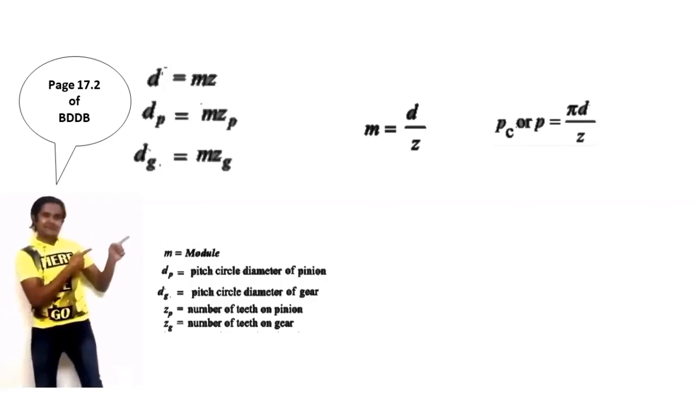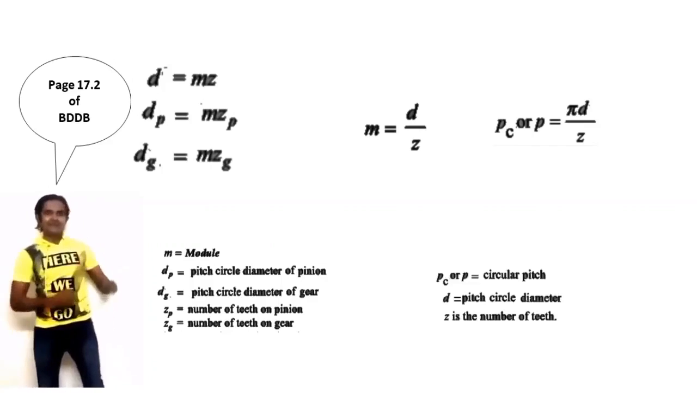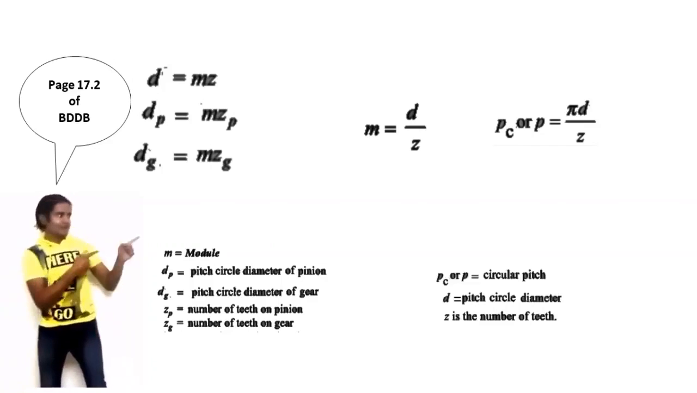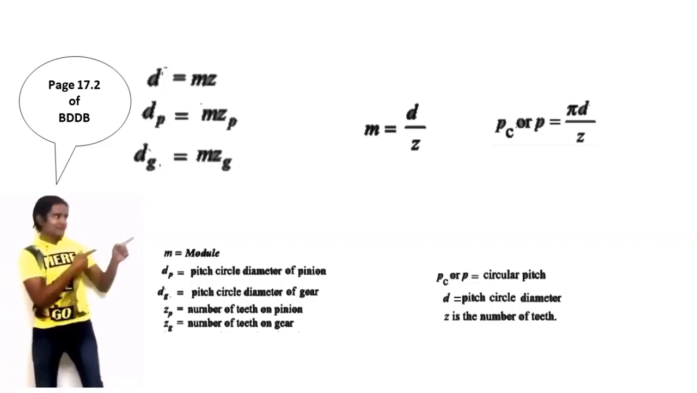The other formula is PC or P is pi D upon Z, where PC is the circular pitch, D is the pitch circle diameter, and Z is the number of teeth.